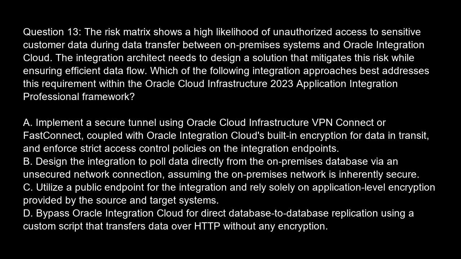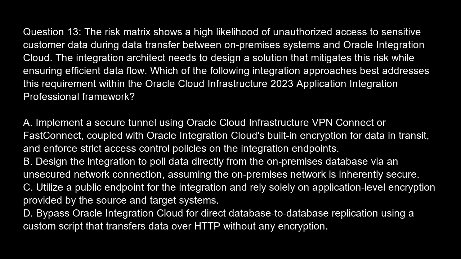Question 13. The risk matrix shows a high likelihood of unauthorized access to sensitive customer data during data transfer between on-premises systems and Oracle Integration Cloud. The integration architect needs to design a solution that mitigates this risk while ensuring efficient data flow. Which of the following integration approaches best addresses this requirement within the Oracle Cloud Infrastructure 2023 Application Integration Professional Framework?